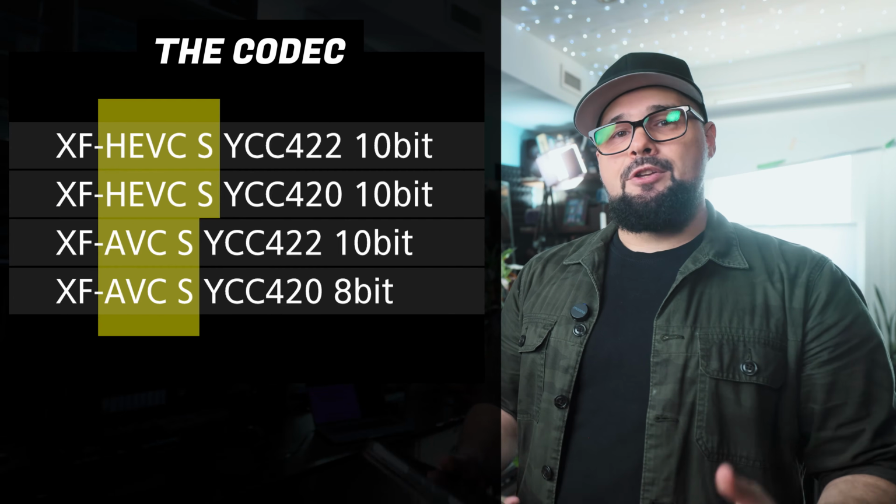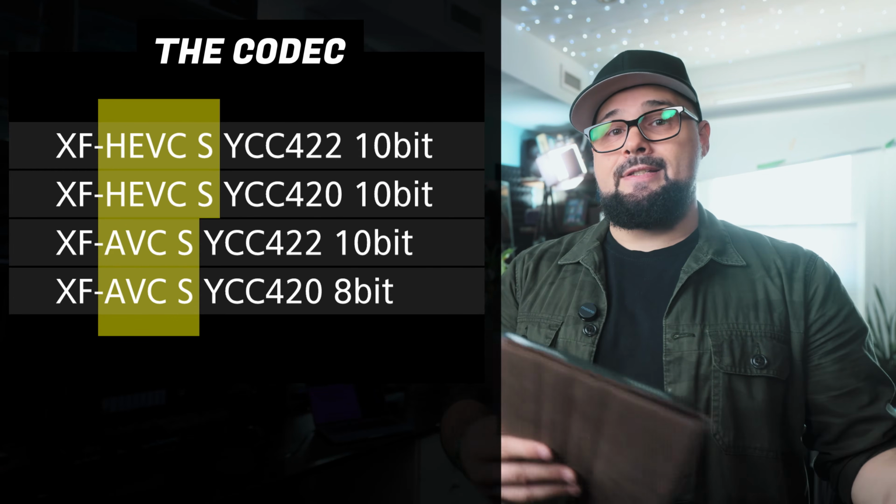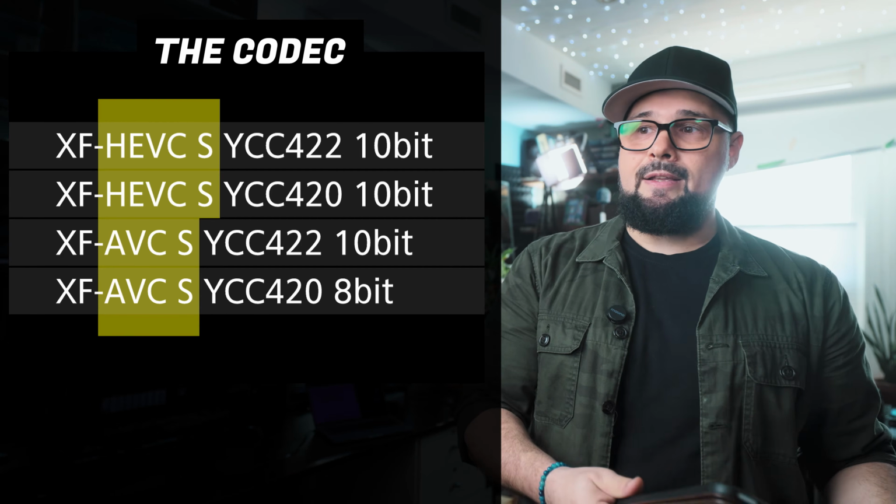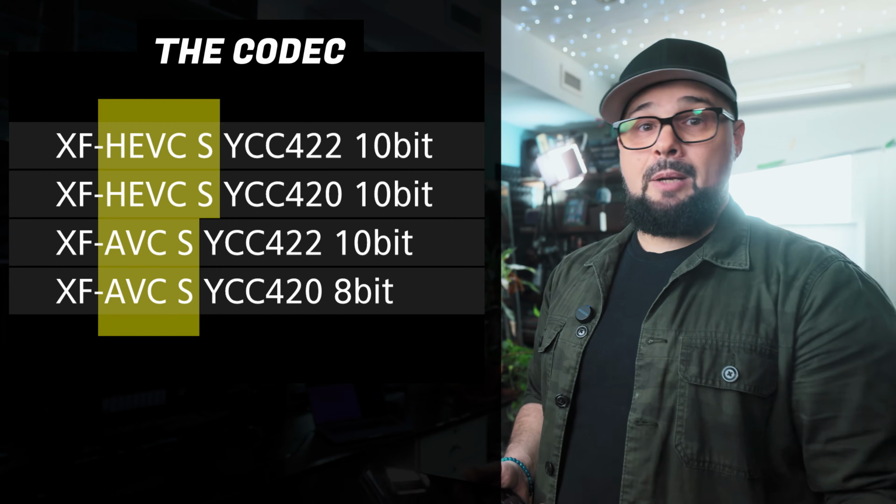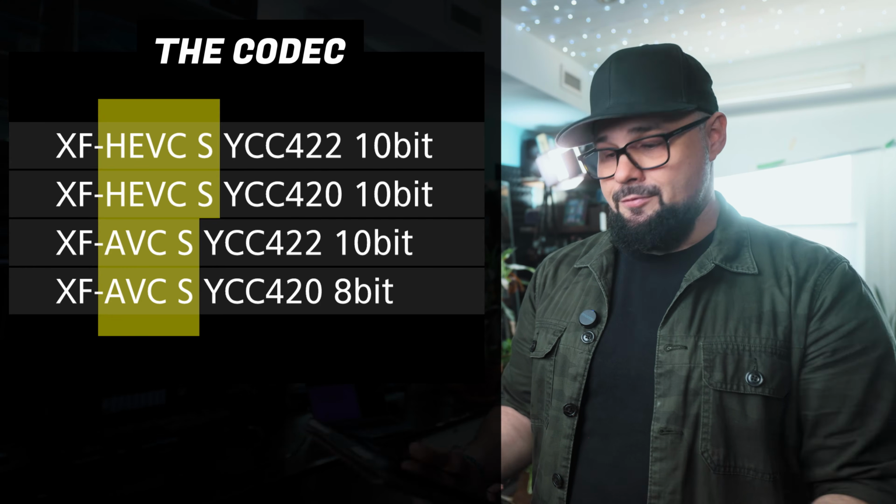Okay, so after the codec, you might see an S. Now, if you're using a cinema camera, you'll probably have options without the S, but if you're using a mirrorless camera, you'll probably have the S. So what does that S stand for?